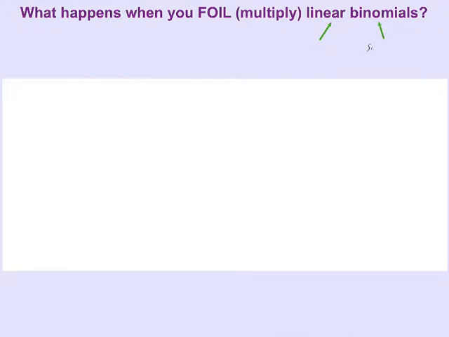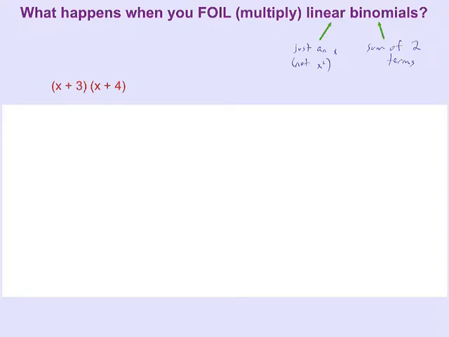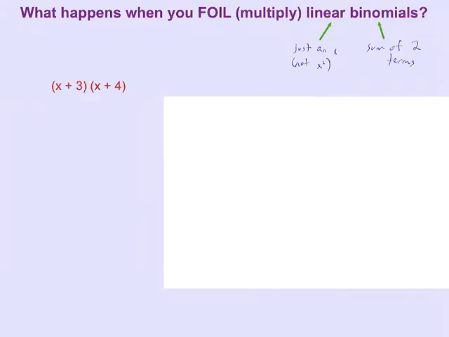Let's think about what those words mean. Binomial means the sum of two terms. And linear means both terms will have just an x. That means x to the first degree, not x squared or anything bigger than that. That's what it means to multiply two linear binomials, like x plus 3 times x plus 4.